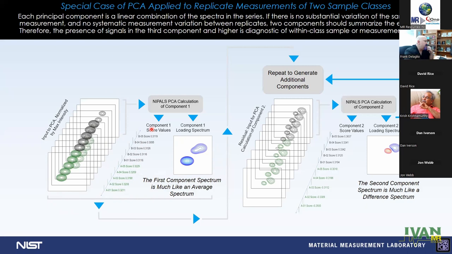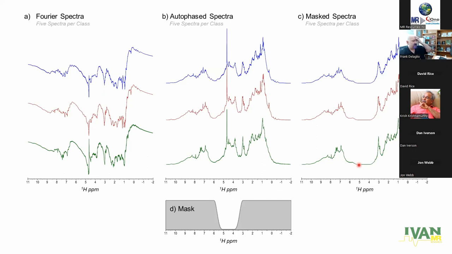When we generate one of these loading spectra, we can then subtract that loading spectrum from each of the spectra in the series to generate a residual, and we can repeat this procedure over and over again, generating new component spectra and new sets of scores for an additional dimension in a scatter plot. So we have two ways to view PCA results: in terms of the scatter plot or in terms of these component spectra. And we will see some very useful things that we can do with that kind of visualization.